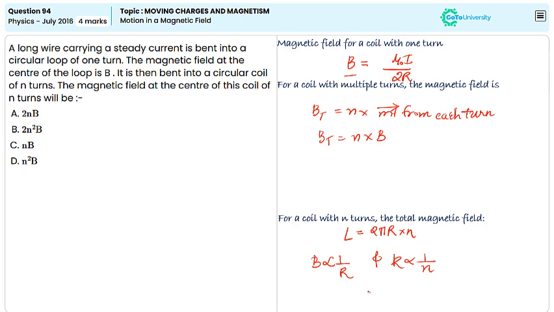So, the magnetic field becomes B total = N² B. Thus, for a coil with N turns, the magnetic field at the center is multiplied by N². And the correct answer is option D, N² B.